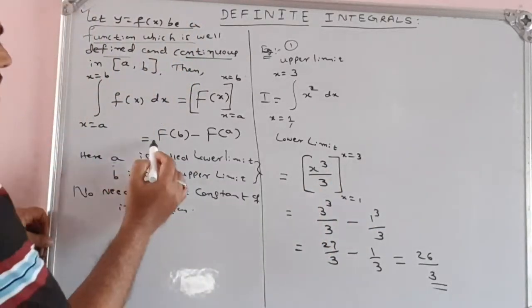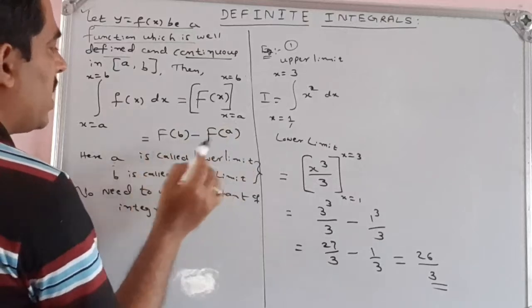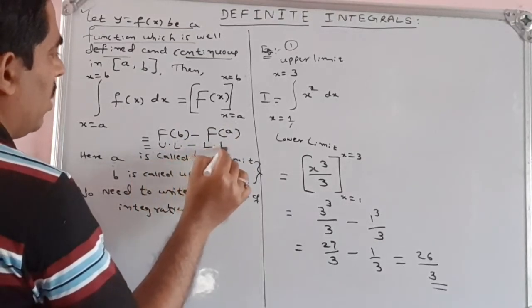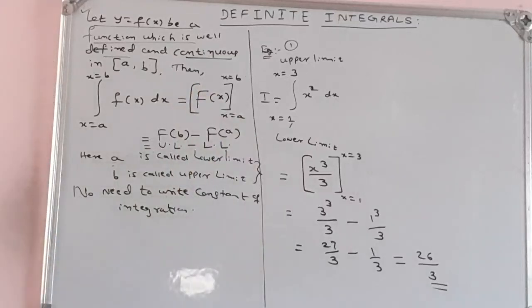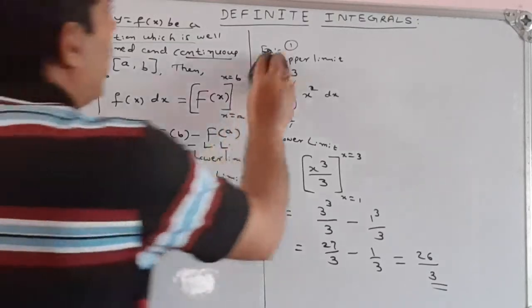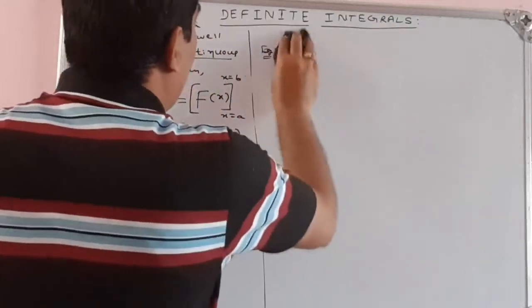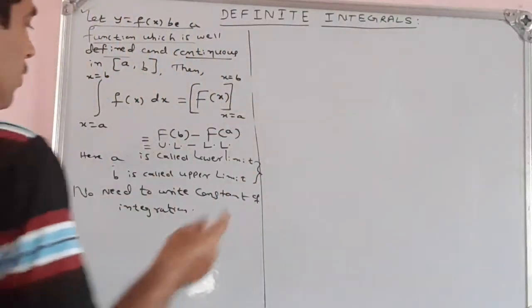So here this is the difference: upper limit minus lower limit. Let me write this as upper limit minus lower limit. So this is the method to calculate definite integrals. Okay, so let us consider some more examples, and let us go for the second example.